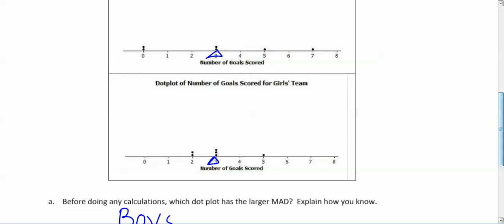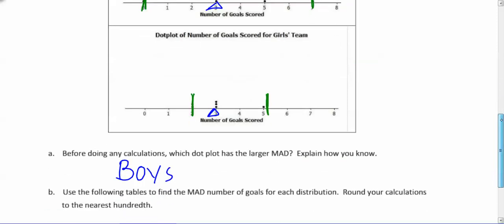So you can see that there's less variability with the girls' goals versus the boys' goals. So the MAD is going to be higher for the boys than it is for the girls, because you can see this is more spread out. It's going from 7 to 0, right? Versus the girls, they're only scoring points within this section, right?